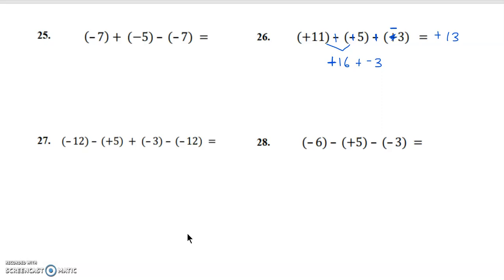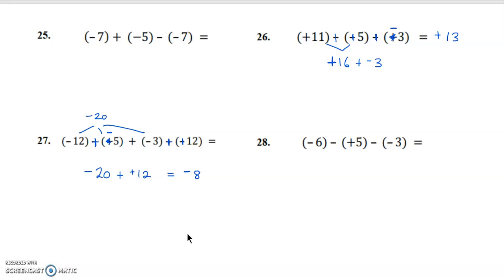Number 27, we change everything to adding and the opposites. And now we look to combine all of our negatives together. 12, 5, and 3 makes 20. That's going to be negative 20. And then we have one positive integer. So negative 20 plus positive 12 means we subtract and keep the sign of the larger number. So we're going to have a negative 8.